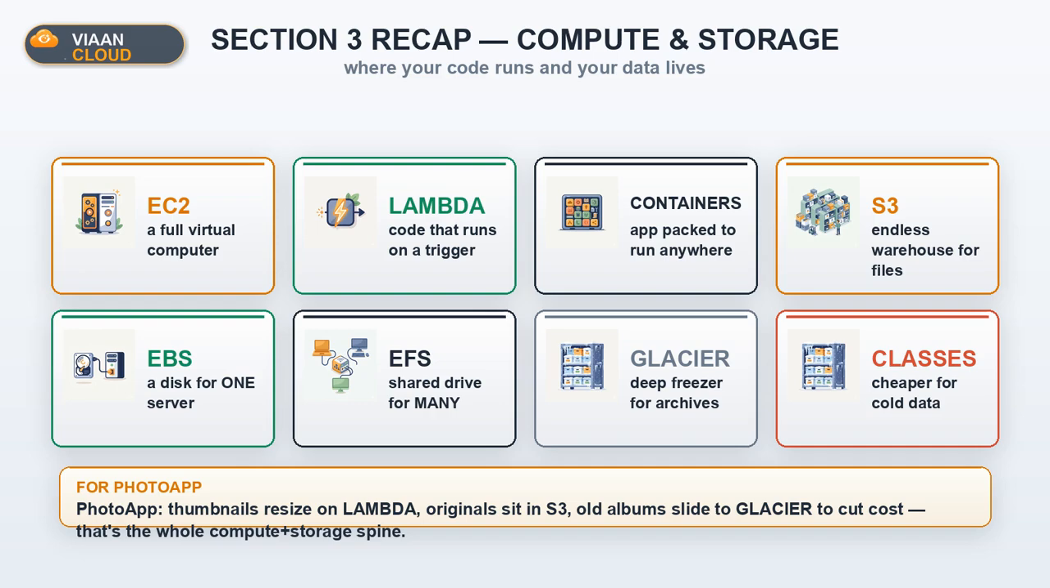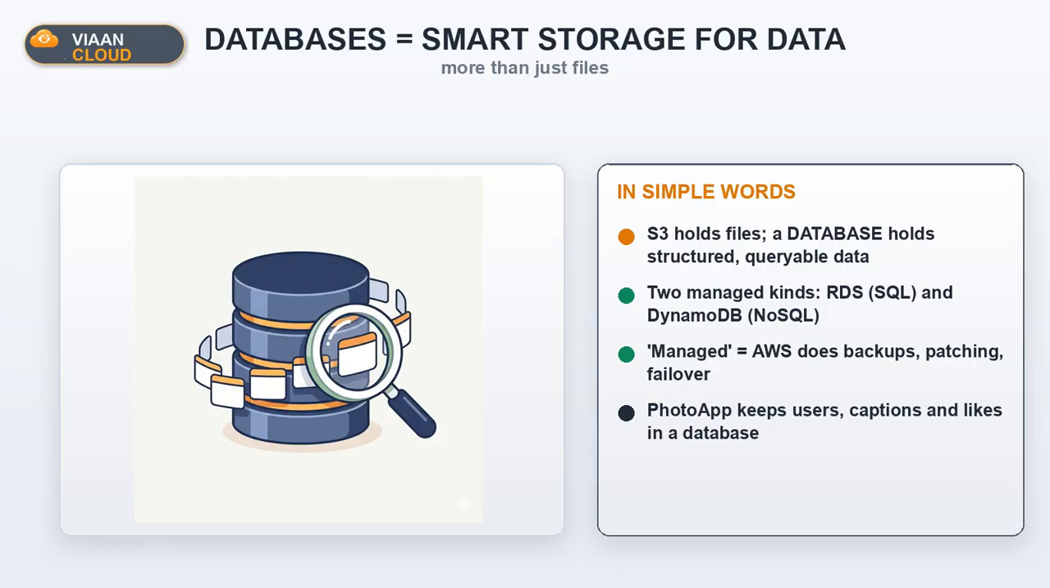For PhotoApp, thumbnails reside on Lambda, originals sit in S3, and old albums slide down to Glacier to cut the bill. Beyond files, your app needs a smart place for structured data. That's a database. AWS gives you 2 managed kinds, RDS, the SQL type, and DynamoDB, the NoSQL type. Managed means AWS handles the backups, patching, and failover for you. PhotoApp keeps its users, captions, and likes in one.